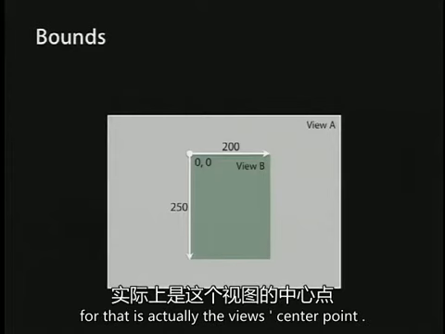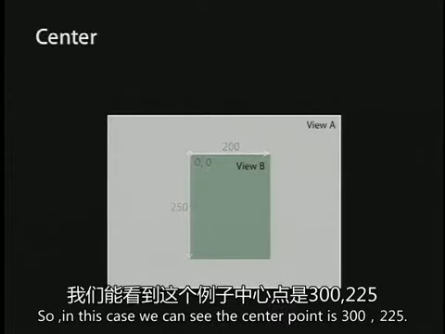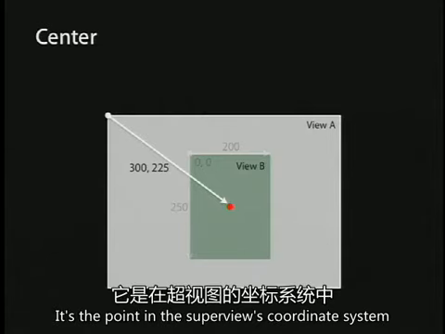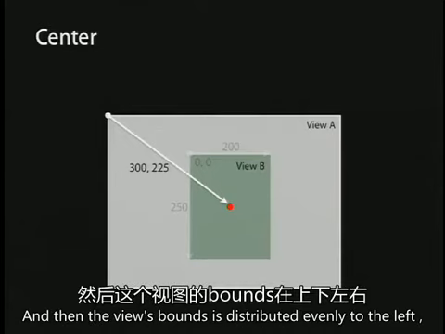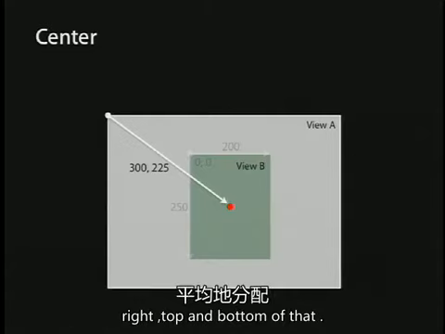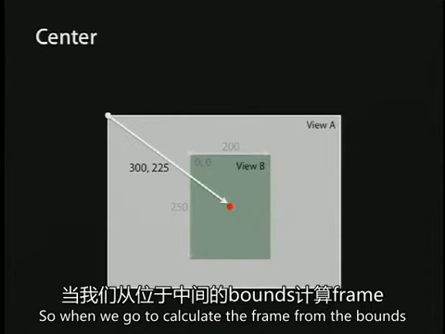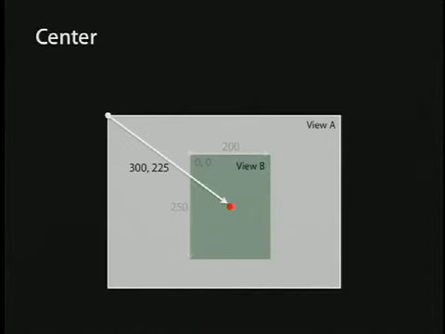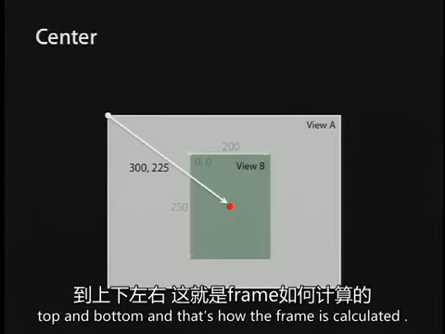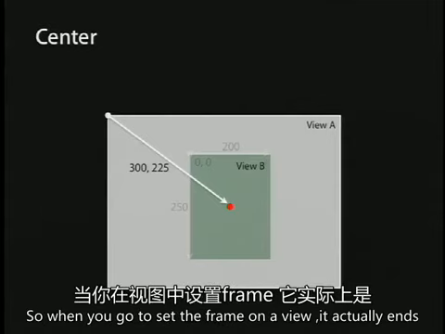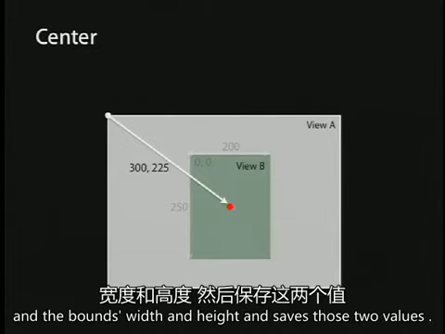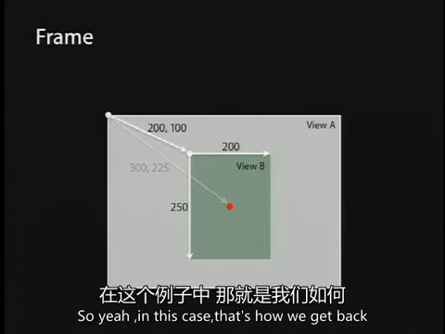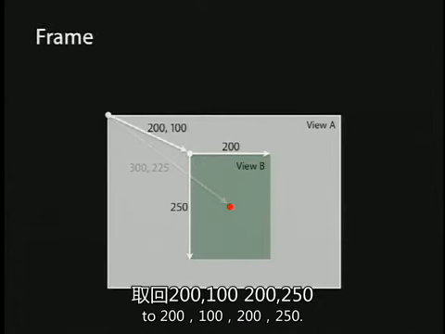So the other property that's used for that is actually the view's center point. In this case, we can see the center point is 300, 225. It's the point in the superview's coordinate system that is at the exact middle of the view itself. And then the view's bounds is distributed evenly to the left, right, top, and bottom of that. So when we go to calculate the frame from the bounds and center, we can take the center point and distribute the bound size evenly to the left, right, top, and bottom, and that's how the frame is calculated. So when you go to set the frame on a view, it actually ends up figuring out what the center point would be and the bounds width and height, and saves those two values.